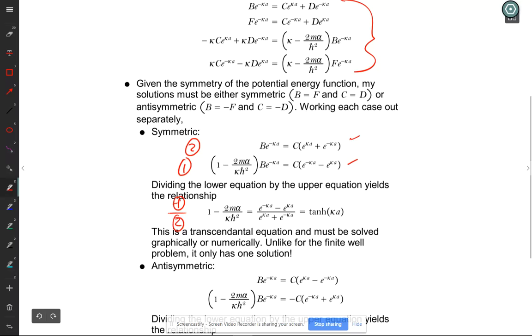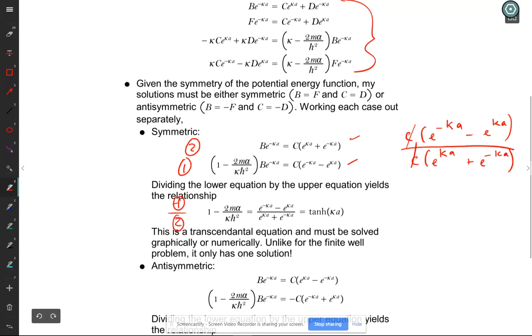On the right-hand side, it's a little more complicated. The right-hand side, and I'm going to actually do the right-hand side here just so we're all on top of things. I have C times e to the minus kappa A minus e to the kappa A over C times e to the kappa A plus e to the minus kappa A.